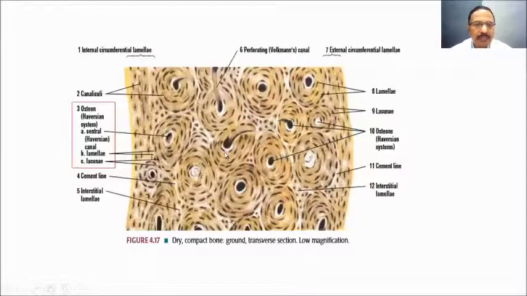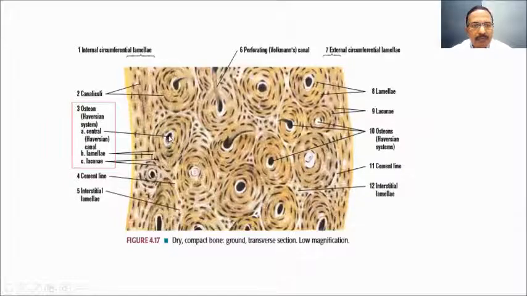So here you can see a compact bone structure under the microscope. It is a ground section. You can see the lamellae, sheets of bone tissue, arranged as concentric lamellae around the Haversian canal. This sort of arrangement will be called the Haversian system.